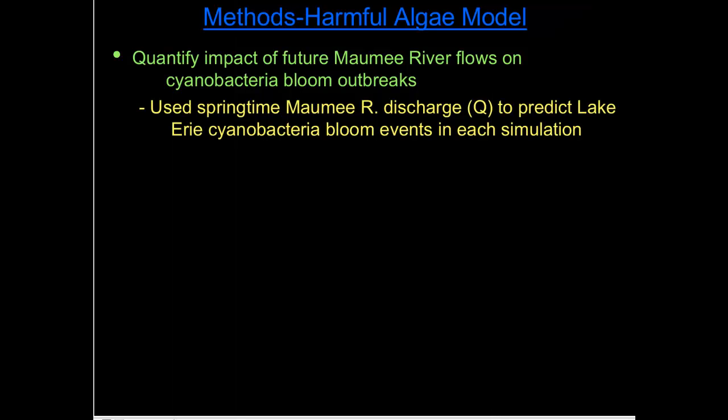Once we're able to predict climate and then use the watershed model to take the inputs of that climate and predict what's coming out of the watershed, the next step in our project was to predict how the harmful algal blooms are going to respond to changes in river discharge.